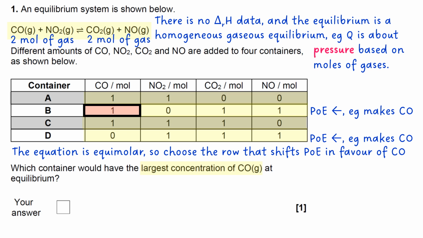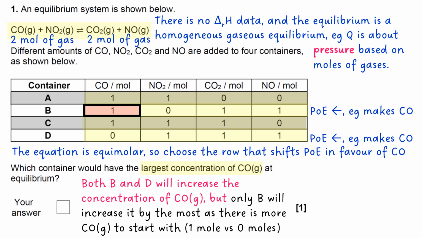In D, there's no carbon monoxide to start with. So even though it's making carbon monoxide, is it going to make the largest amount? Possibly not. So therefore, out of the 2 contenders, our answer is going to be B.